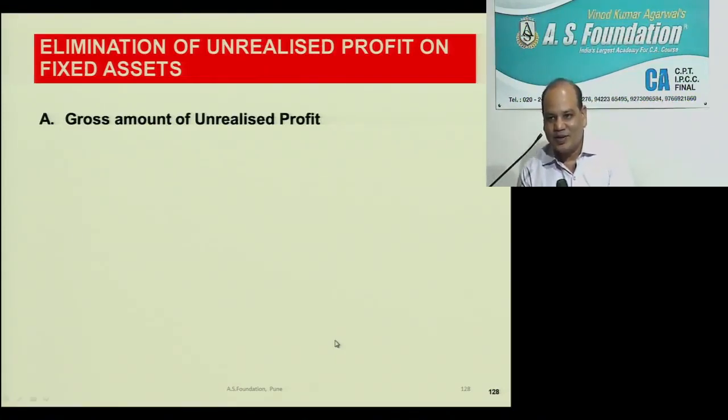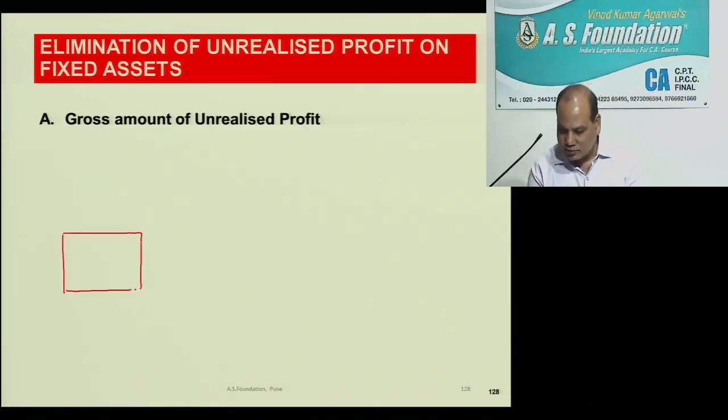So first we will understand the concept today. In the previous example, 2 minutes back, we had seen unrealized profit on stock, downstream and upstream. Similarly, there can be transfer of a fixed asset from subsidiary to holding or holding to subsidiary. For example, this is a fixed asset. Holding company is the owner. It is appearing in their books at 1 lakh.